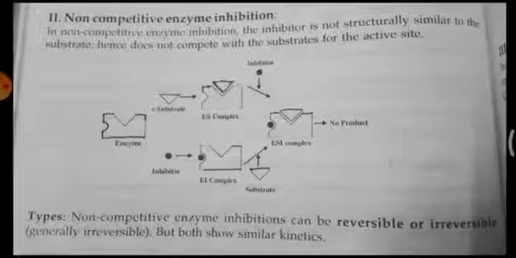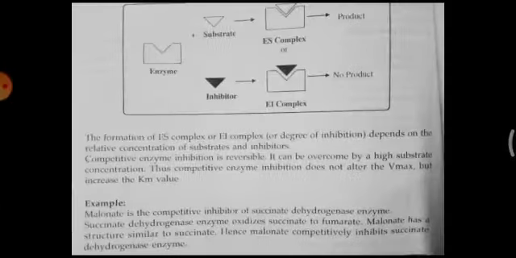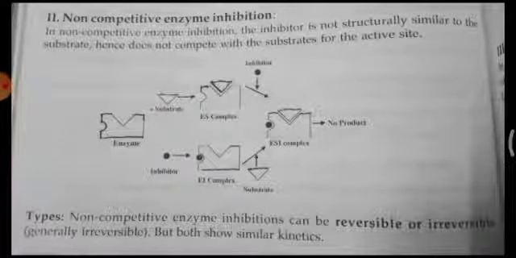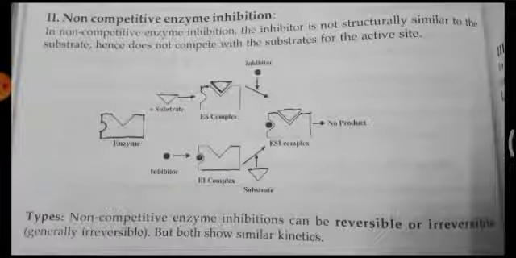For example, if I show you this first type of inhibition, in competitive enzyme inhibition, you can see the enzyme substrate will bind or the enzyme inhibitor will bind. That is competitive. Whereas in non-competitive, enzyme substrate and inhibitor, or enzyme inhibitor and substrate will bind, but the inhibition takes place, no product will be obtained.